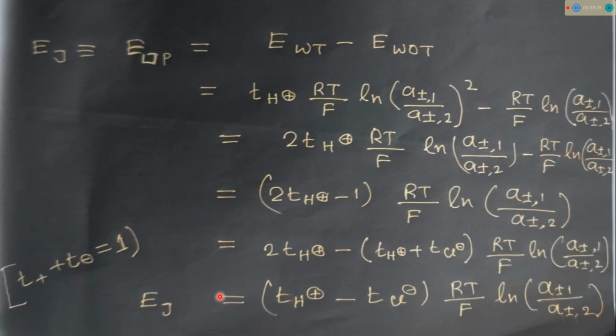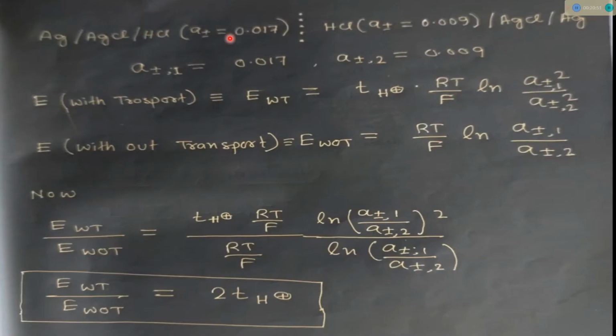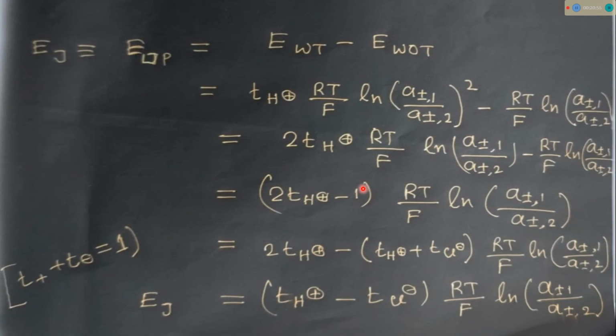And also we obtain the expression like this: T+ minus T-, the transport number of cation minus the transport number of anion, into RT upon F ln a plus-minus 1 over a plus-minus 2. No square term is there, only this a plus-minus 1 and a plus-minus 2. a plus-minus 1 is the mean ionic activity of the electrolyte in the left hand cell, and the mean ionic activity of the electrolyte in the right hand cell is a plus-minus 2. So these are some expressions.